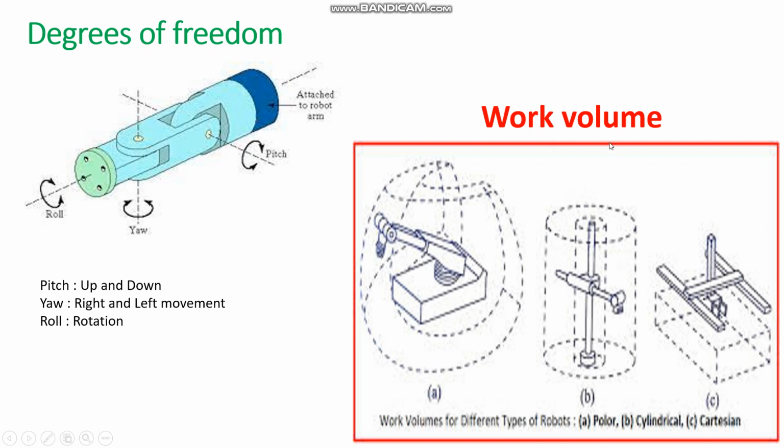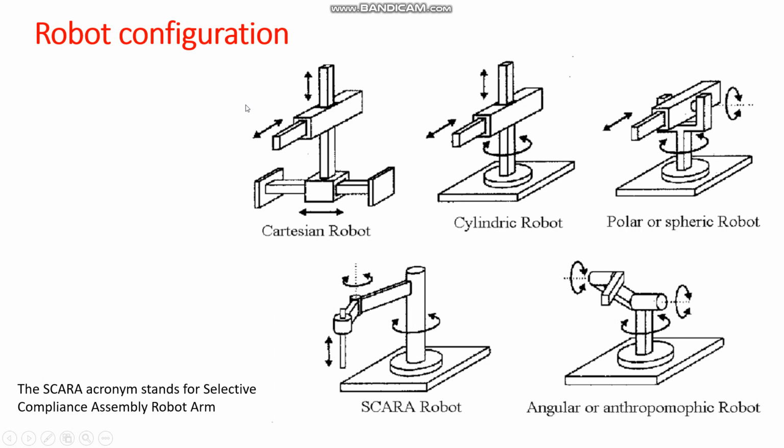And you have another concept called work volume. Work volume means maximum volume occupied by the robot. For example, if you take a polar coordinate system, it will be like a spherical shape. If you take a cylindrical one, you will get a cylinder like this. And a Cartesian, it will be like a rectangular block. Now I'm coming to the robot configuration. So previously we explained the coordinate system.